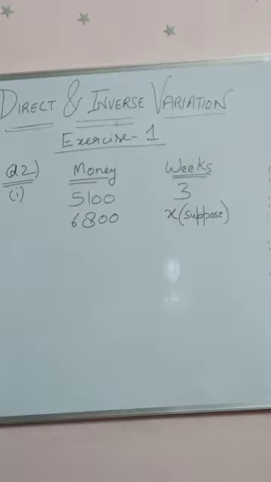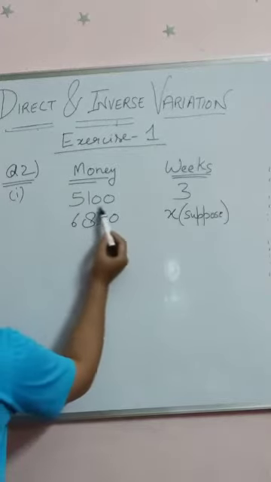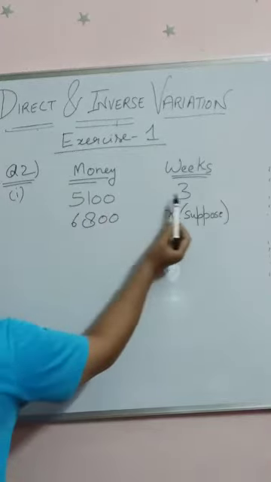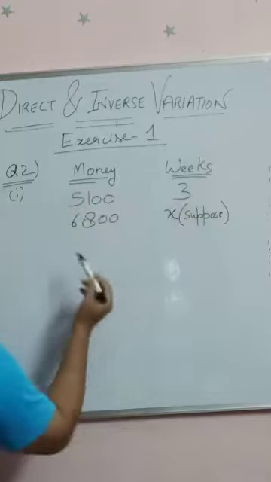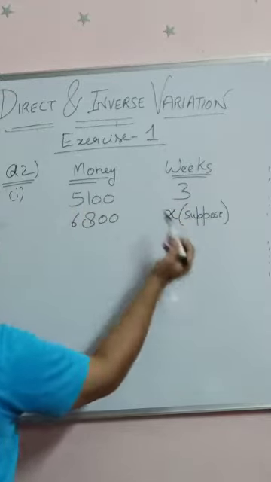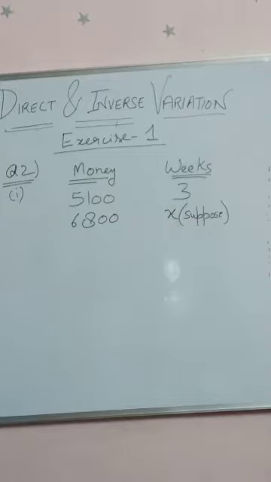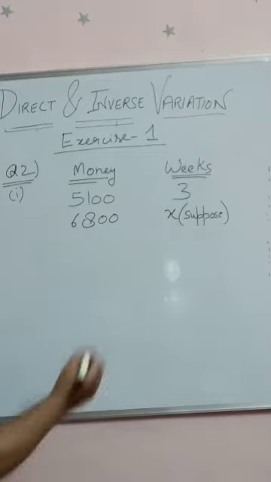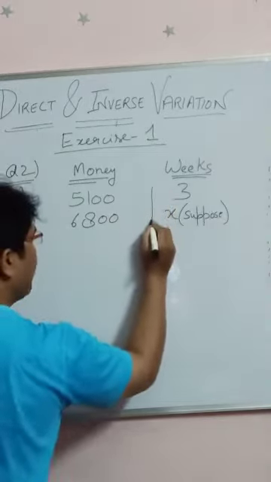I'm explaining it one more time. When the person is earning 5100 rupees, he is working for 3 weeks. Now he has to earn more. That means he has to work for longer time. So how to solve this question? We put an arrow towards the unknown variable first.